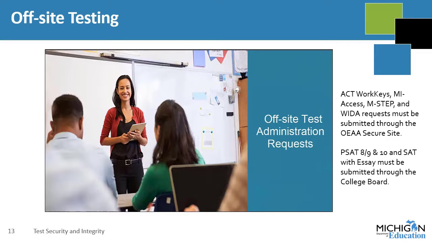Off-site test administration requests for SAT with Essay and PSAT 8, 9, or 10 must be submitted through the College Board. Schools must submit a request form to College Board in mid-December prior to the following spring test administration window. The appropriate form is located on the College Board Michigan website.